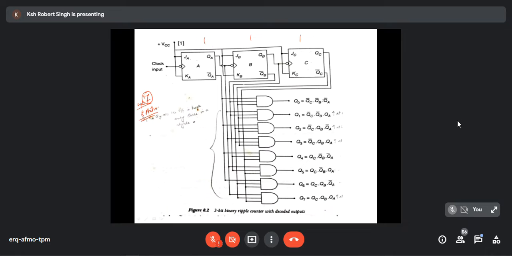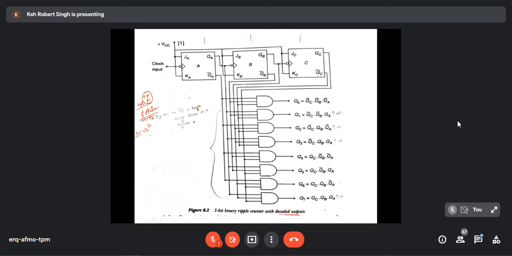8 different states means what? 0 to 7. 0 state, 1 state, 2 is another state, 3 is another state. Likewise, it goes up to 7. And what is the beauty of this? This is a decoder output. See, the output will get decoded.